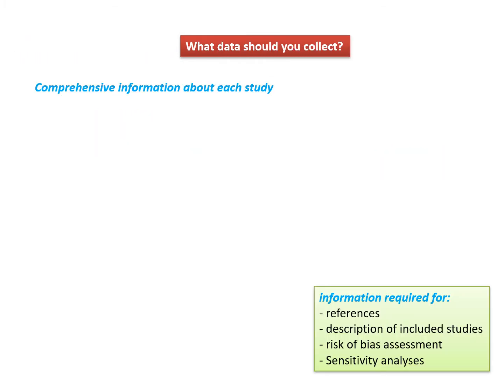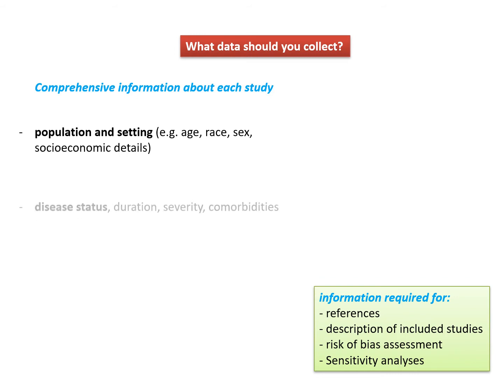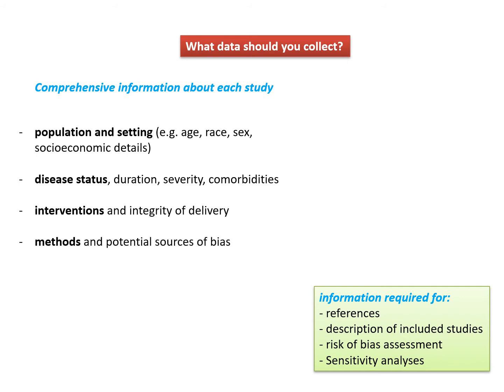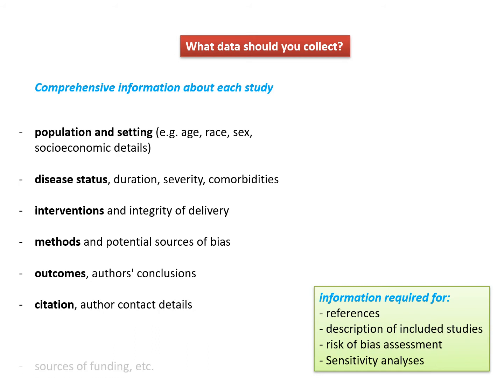What data should you collect? You need comprehensive information about each study, such as population and settings, for example, age, race, gender, socioeconomic details, disease status, duration, severity, comorbidities of the population, interventions and integrity of delivery, methods and potential sources of bias, outcomes, author's conclusions, citation, author contact details, sources of funding, etc. This information is required for references, description of included studies, risk of bias assessment, and sensitivity analysis.